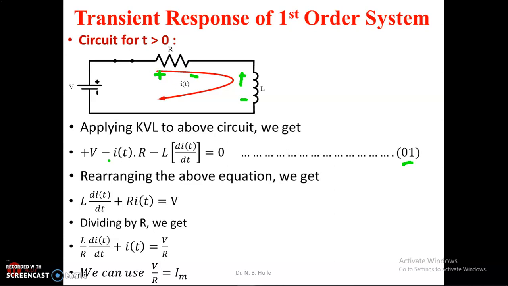And then we will find out the voltage developed across the inductor, maybe the voltage developed across the resistor, and so on. Now here in this case, rearranging the terms, we are shifting these two terms to the other side. Then we will divide the equation by R, and it will be L by R di/dt plus i(t) equals V by R. To simplify this analysis, we will use this V by R as Im, that is the maximum current. As and when required, we can do the resubstitutions.